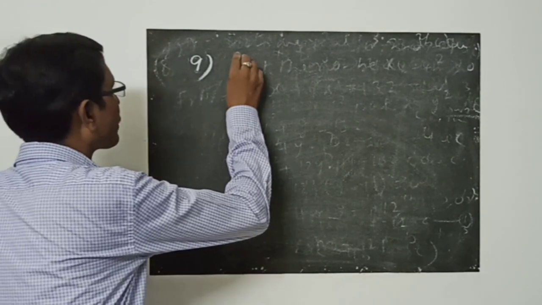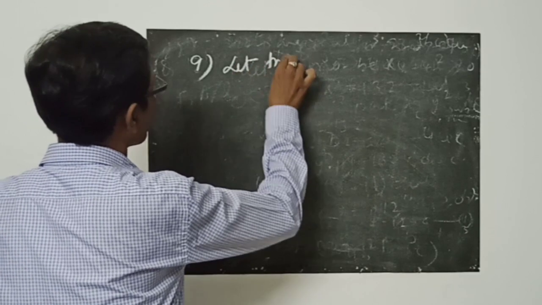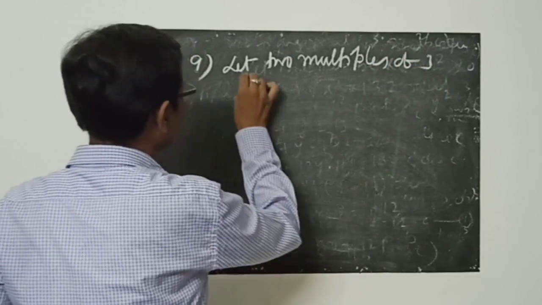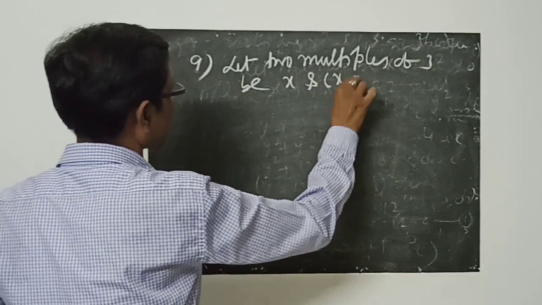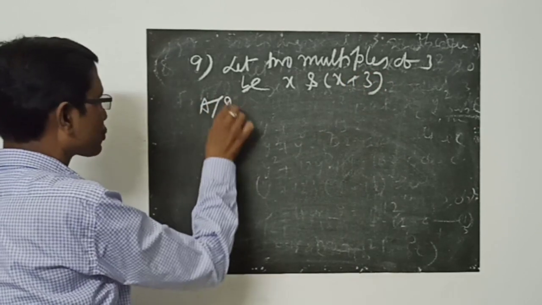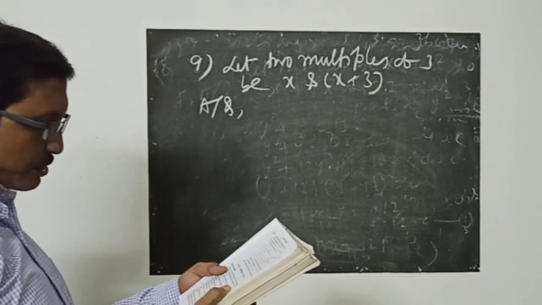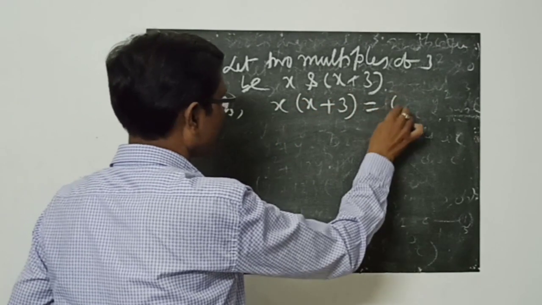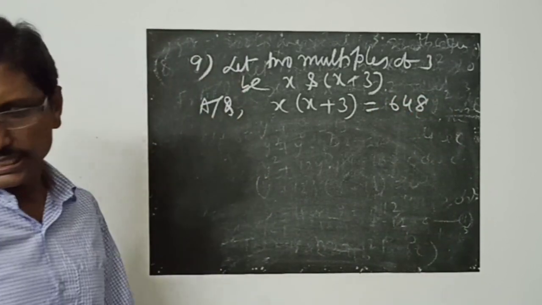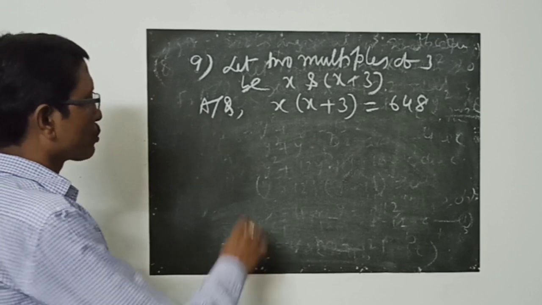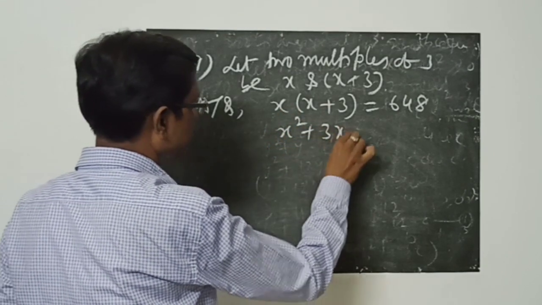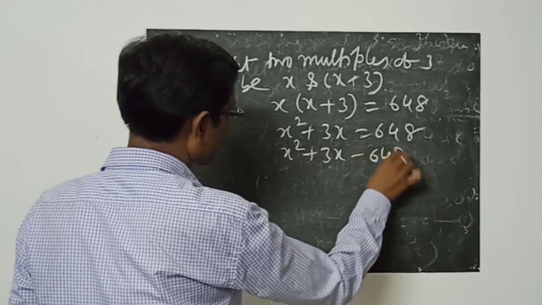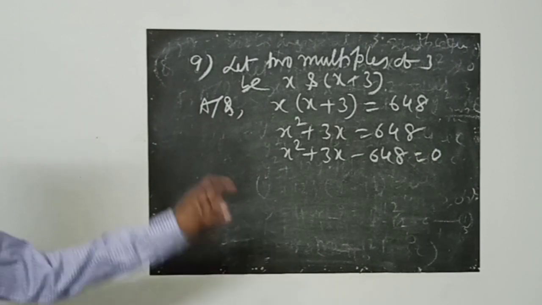So let two consecutive multiples of 3 be x and x plus 3. Therefore, according to the question, the product of these multiples of 3 is equal to 648. So you can say x into x plus 3 equal to 648. Then if you want to solve, what will it be? x square plus 3x equal to 648, or x square plus 3x minus 648 equal to 0. Then you have to do that.